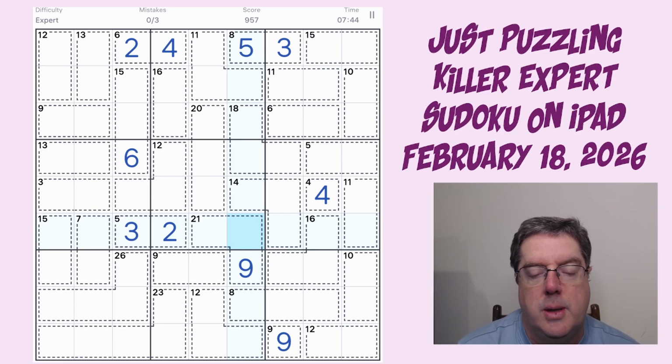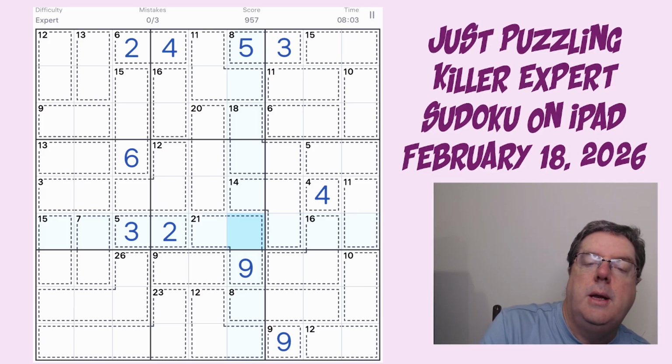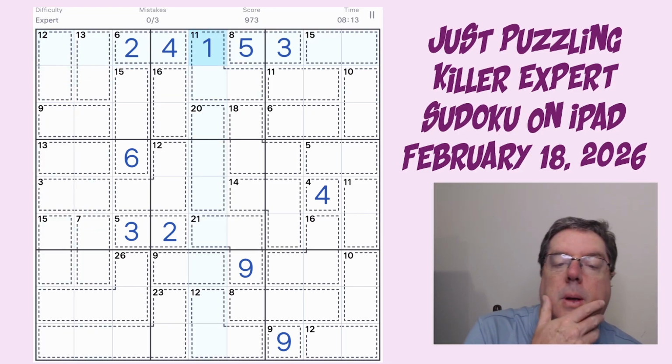Okay, so 9, 9, 9, 7, 7, 7, 2, 3. So 11, 15. So where's the 1? So in this row here, where's the 1? Well, the 1 and 14 doesn't work. 1 does work there. 1 and 12 doesn't work, and 1 and 11 doesn't work. So this is a 1 here.